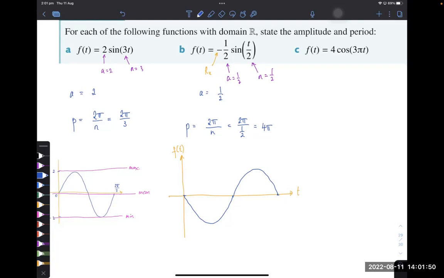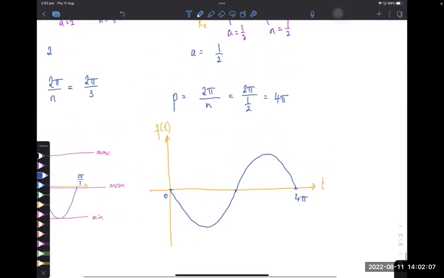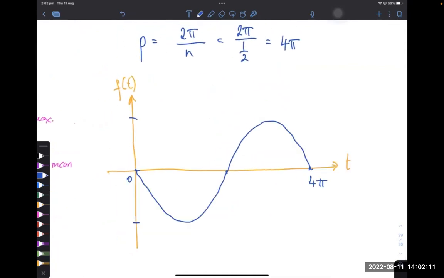What's the start and the end? 0, 4 pi. Now, you notice here that there's actually a 4-way split. 1, 2, 3, 4 parts, yeah? So let's label in the other bits as well. Should we also label the amplitude? What's our minimum? -1/2, correct.